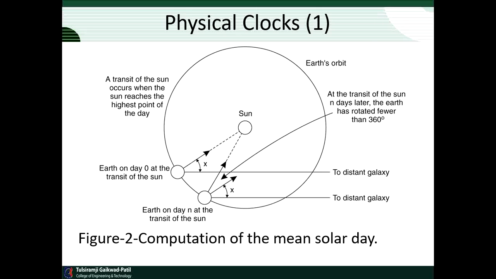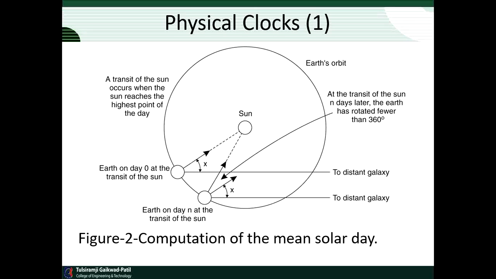Since there are 24 hours in a day, each containing 3600 seconds, the solar second is fixed as exactly 1/86400th of the solar day. The geometry of the mean solar day calculations is given in this diagram.